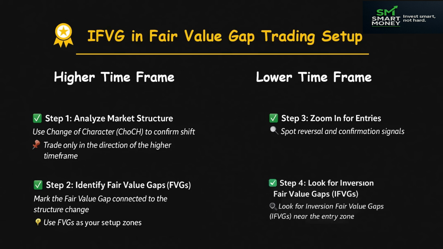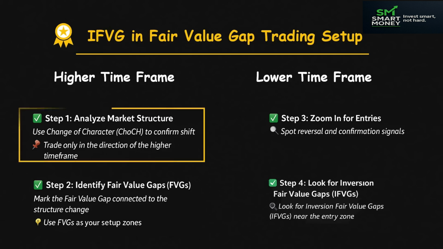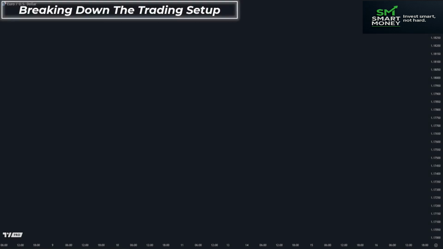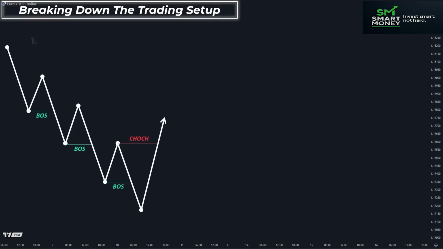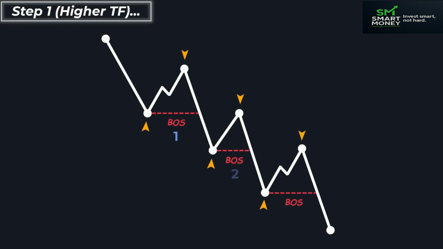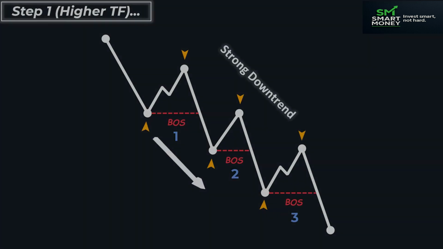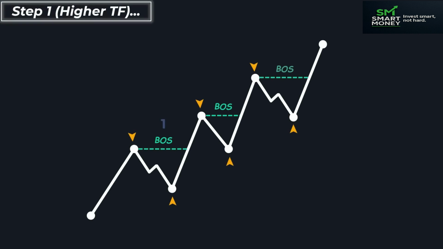Now, let's go step by step and see exactly how this plays out. The very first step is to analyze the market structure on the higher time frame and determine whether the price is in a strong uptrend or downtrend. So in a bullish scenario, the first step is to identify a strong downtrend. To confirm a strong downtrend, you need to see at least 3 consecutive bearish BOSs. On the other hand, to confirm a strong uptrend, the price must form 3 consecutive bullish BOSs.